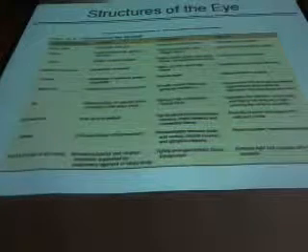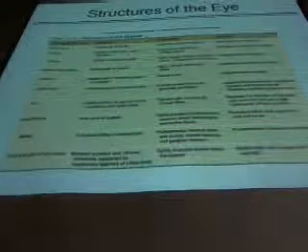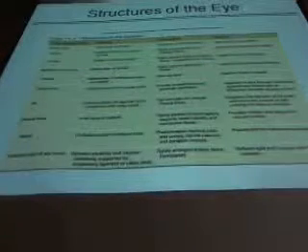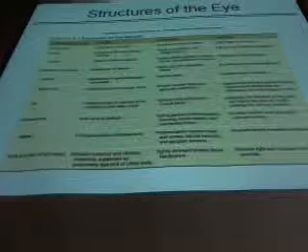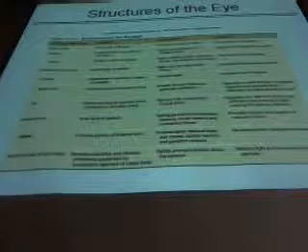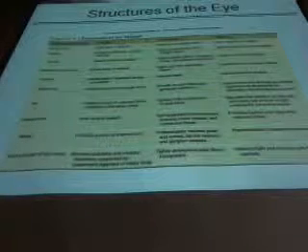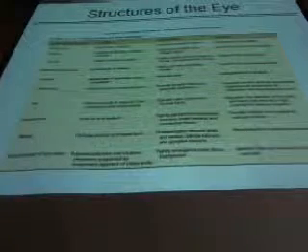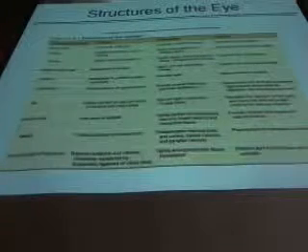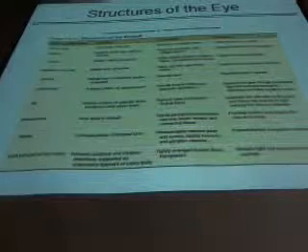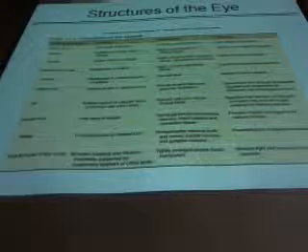Okay, structures of the eye. Fibrous tunic. This is all in your book. Sclera, the white part of the eye. Cornea. Connective tissue, transparent, convex. Vascular tunic, the middle layer of the eyeball. Highly pigmented, supplies blood, it's immunologically active, helps prevent infections in the eye.